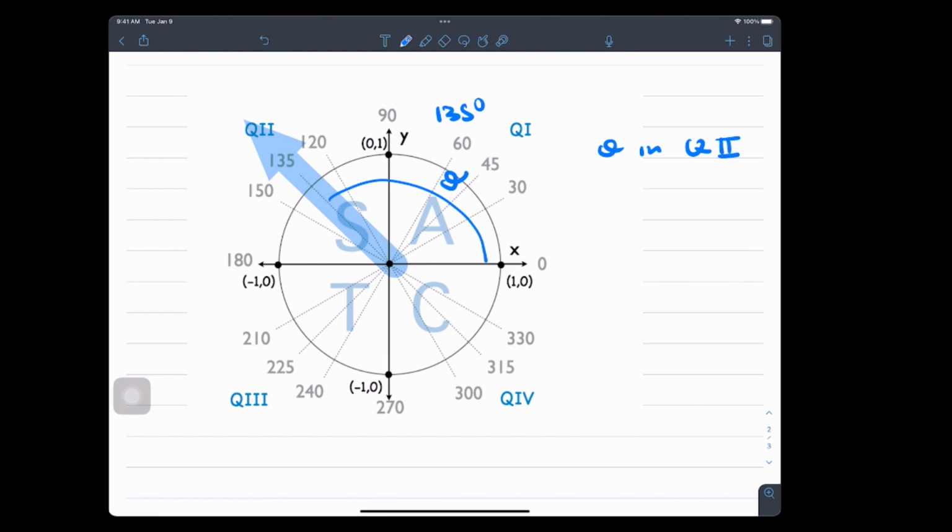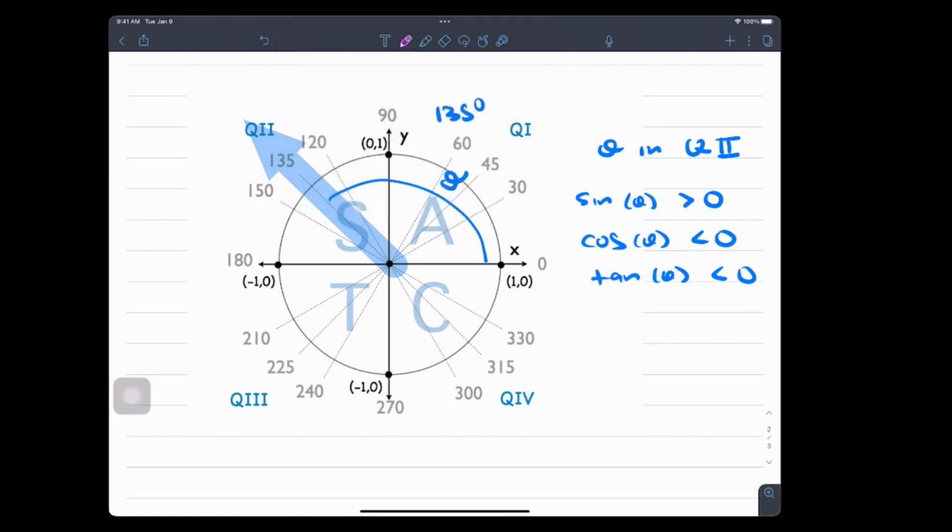Is that true? Well, what do we know for quadrant 2? Sine is positive. Cosine is what? Negative. Tangent is what? Negative. True? Okay.